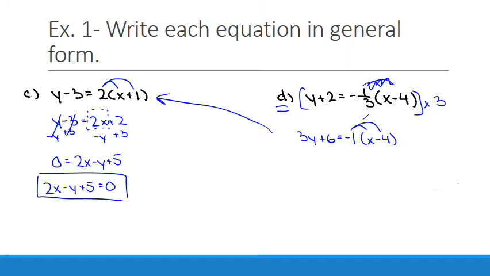So now I would distribute. 3y plus 6 equals negative x plus 4. My x is negative, so that means I want to move that guy, so I'm going to add x, subtract 4, subtract 4. That would cancel out this side. So now I get x plus 3y plus 6, and it equals 0.